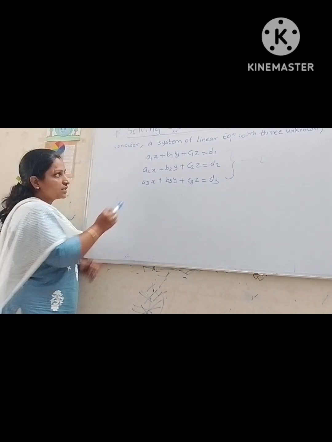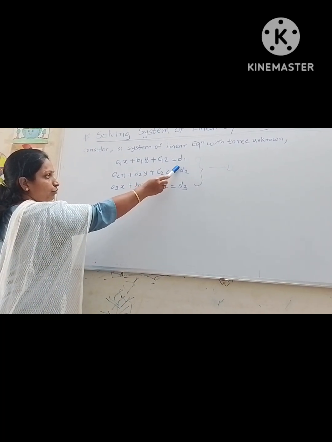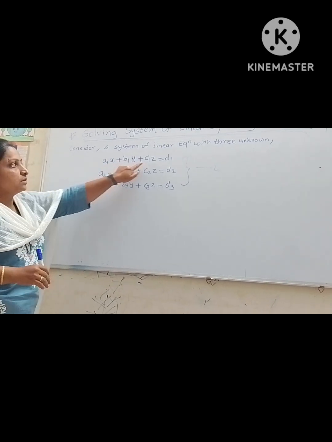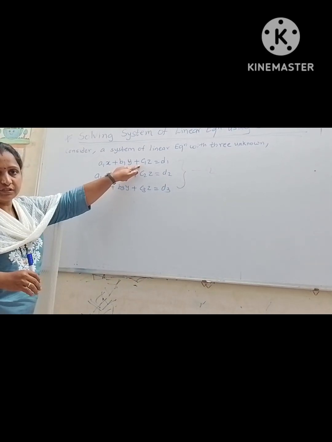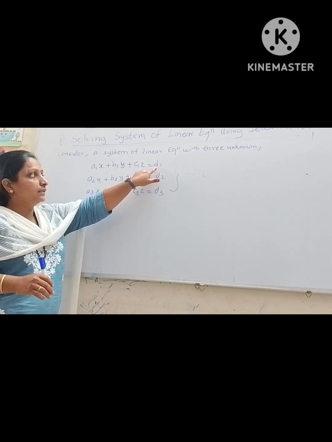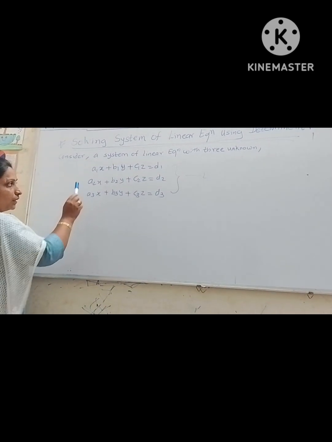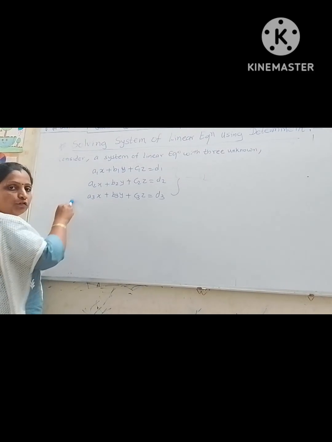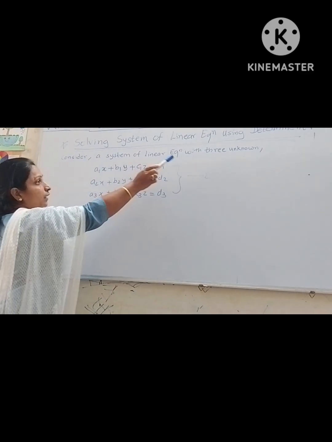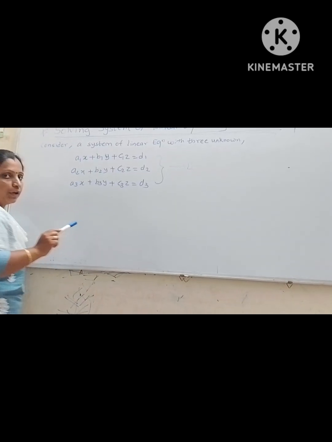The first equation is a1x plus b1y plus c1z is equal to d1. Here a1, b1, c1 are the coefficients of x, y, and z, and d1 is the constant in this equation. In this way we consider the three linear equations, and we are going to solve them by using determinants, which means finding the values of x, y, z.